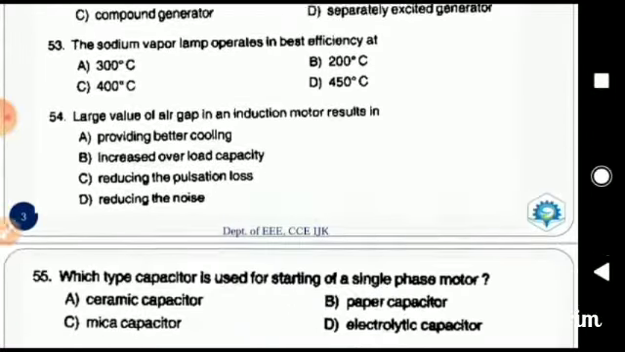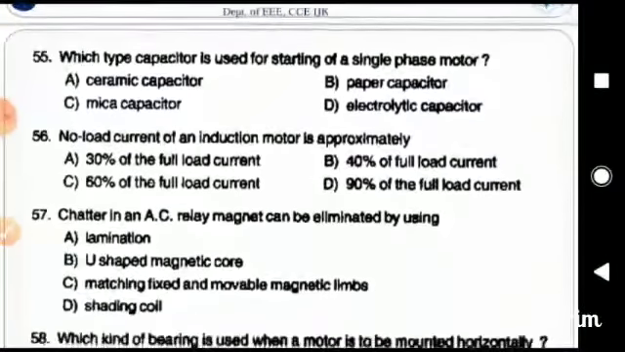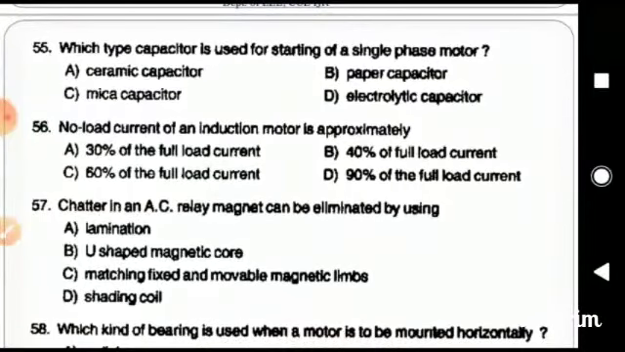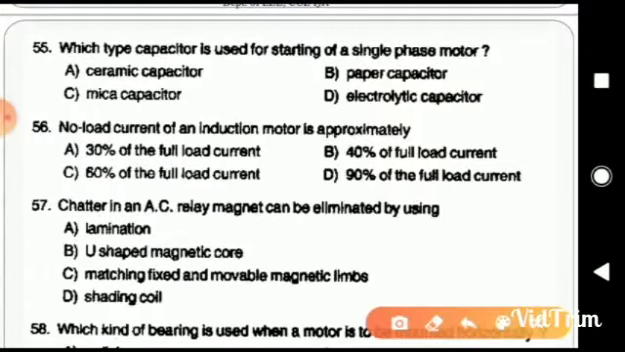Moving on to question number 55. Which type of capacitor is used for starting of a single phase motor? This question has been cancelled. Moving on to question number 56. The no load current of an induction motor is approximately. The correct answer is option B, 40% of the full load current. The no load current of an induction motor is 40% of the full load current.